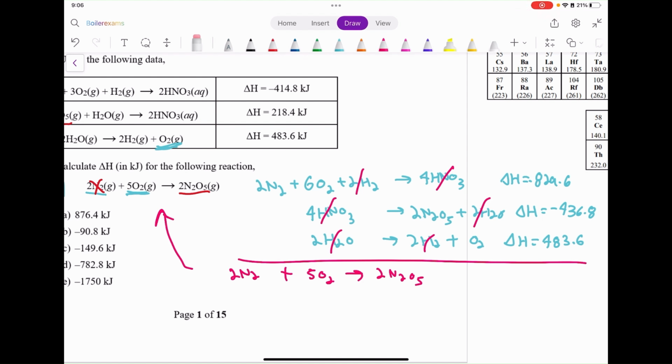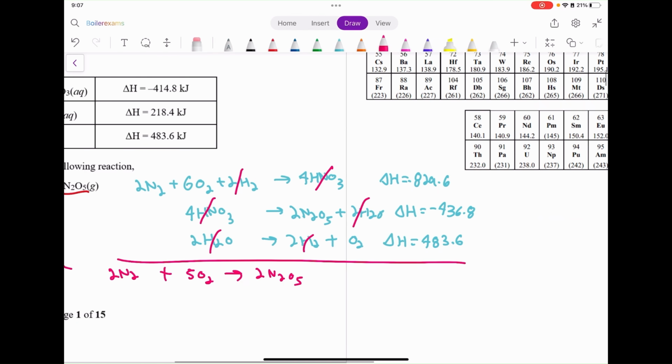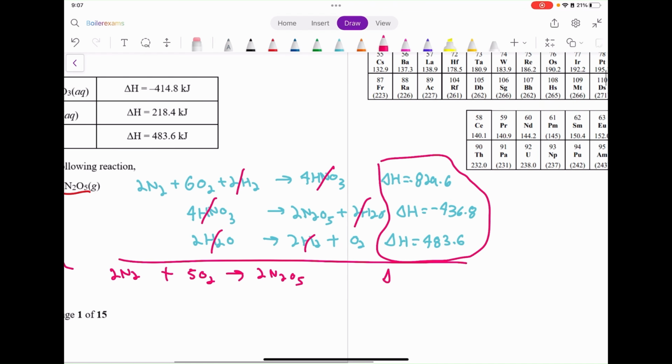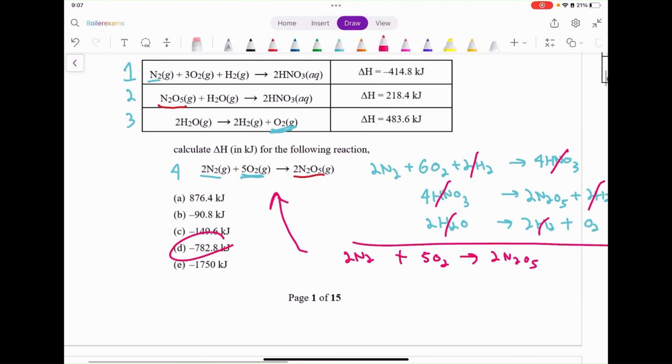Looks good. So if that all looks good, let's just do these now. I'm just going to add these values up. -829.6 minus 436.8 plus 483.6. Delta H equals -782.8. There we go. Okay, -782.8. D.